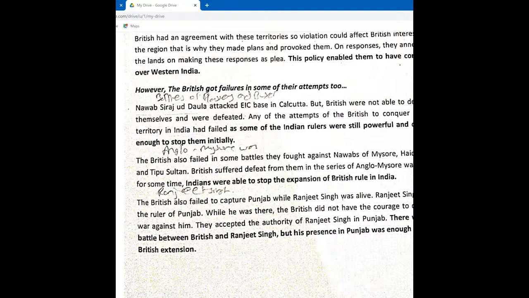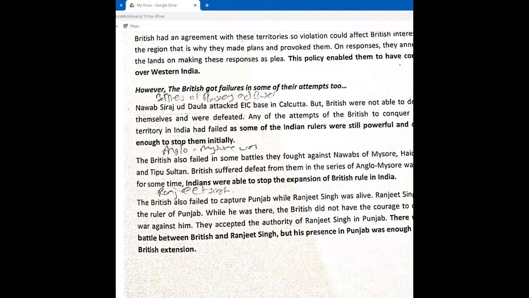Okay, so we're talking about how when Nawab Sirajuddaula attacked this EIC base in Calcutta, British couldn't defend that, and this was a failure. If, let's say, they would have been able to defend that attack, they might have retaliated, and in that response, they might have taken over more territories of India. This is how this loss of defense, in this case, is also accounted as one of the failures of British in expansion.